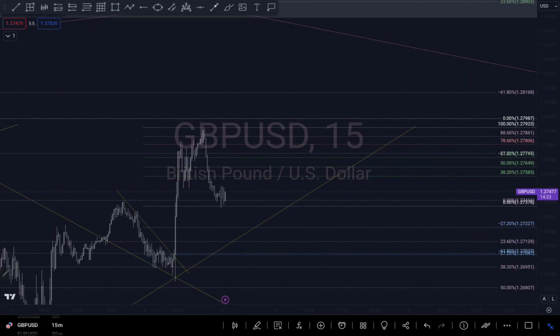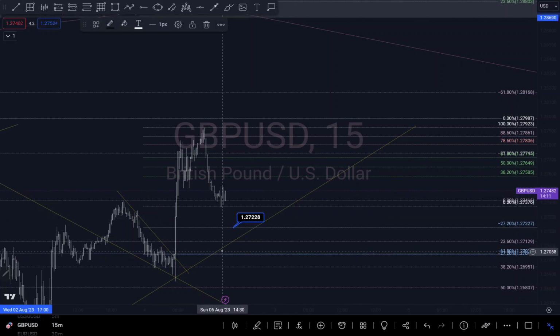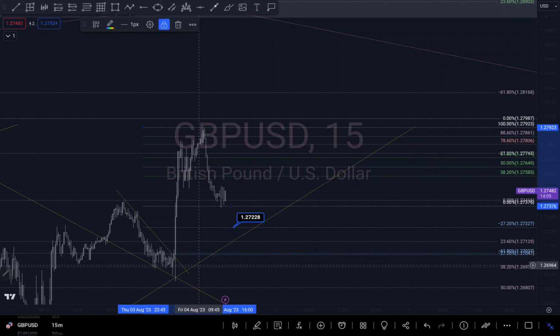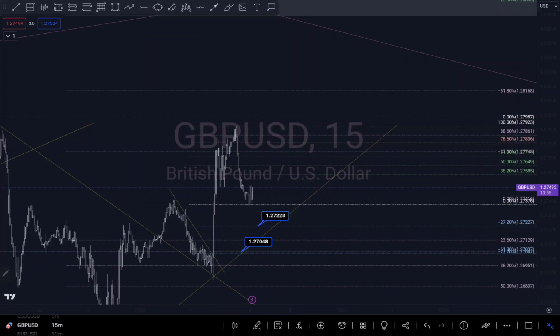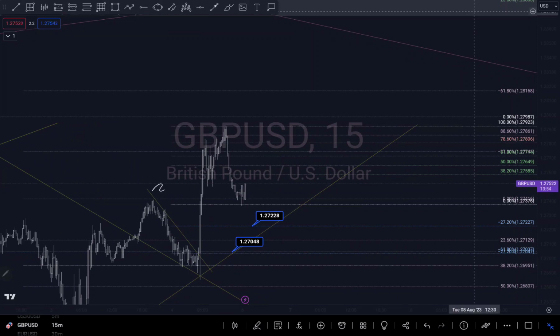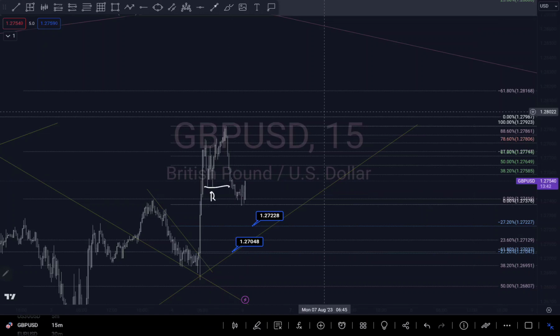So this is my target right here. My first target will be here. My second target will be around this area right here, and I'm going to explain why, right? My explanation is because we can see that there is a break of trend line right here. So I see a possibility of it coming to retest, and it shows it might come to retest because there was a break of structure right here.